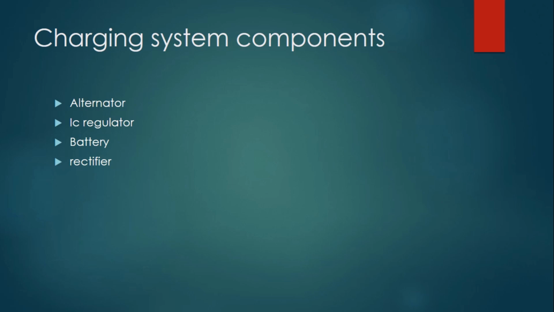So we just use the battery to start the engine. But when the engine is running, for the current or the voltage that we want, we will take it from the alternator, not from the battery.